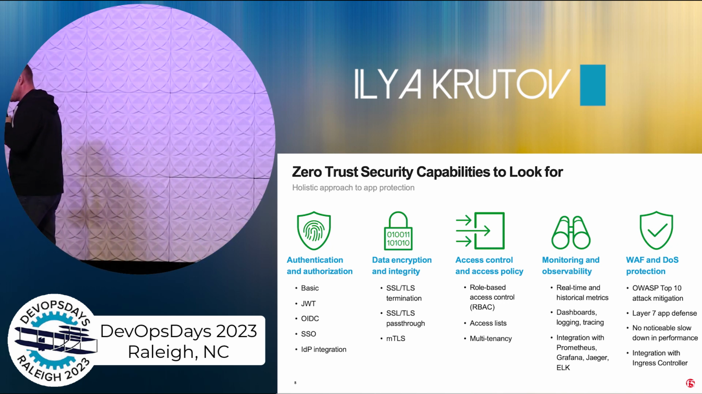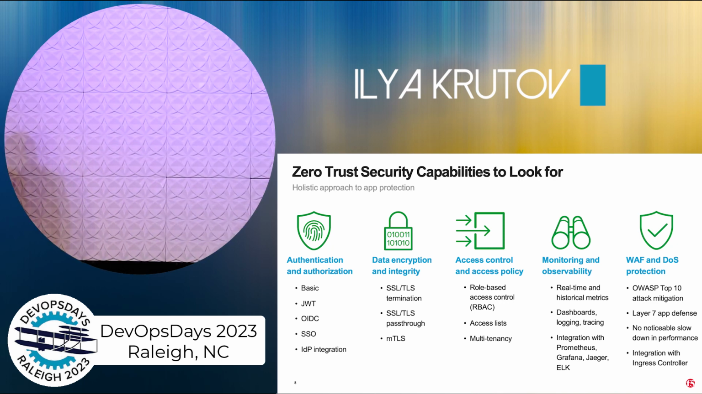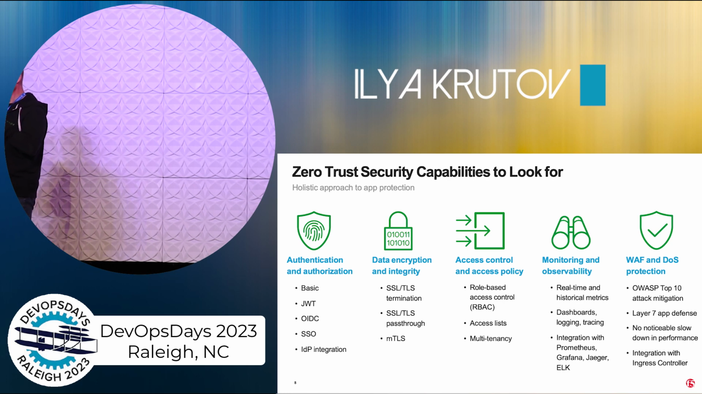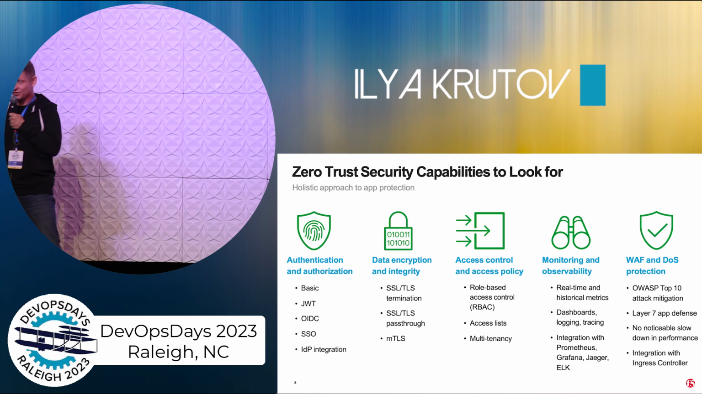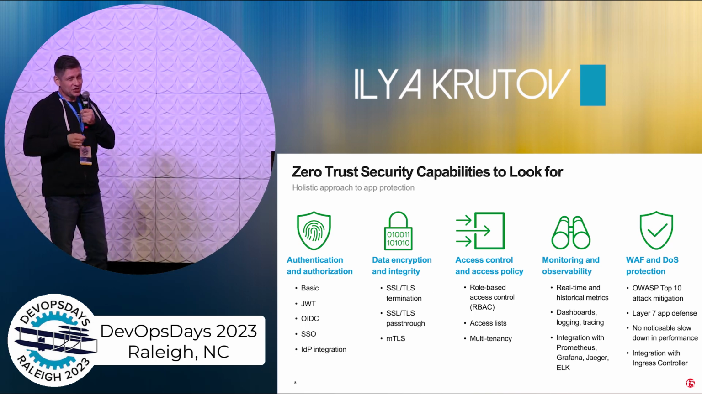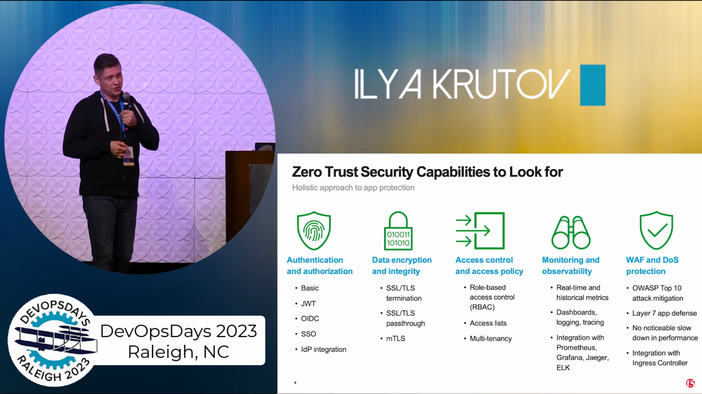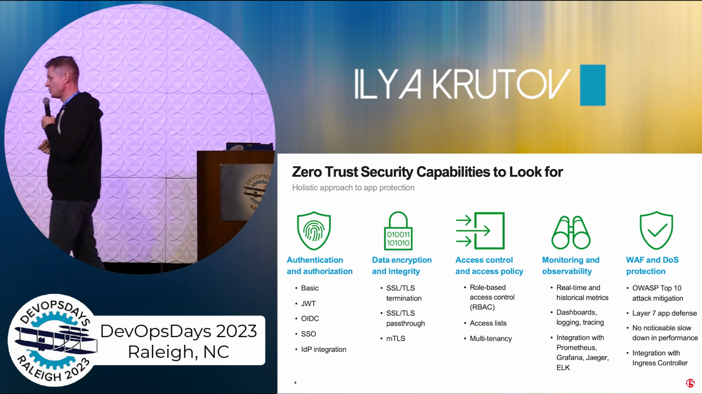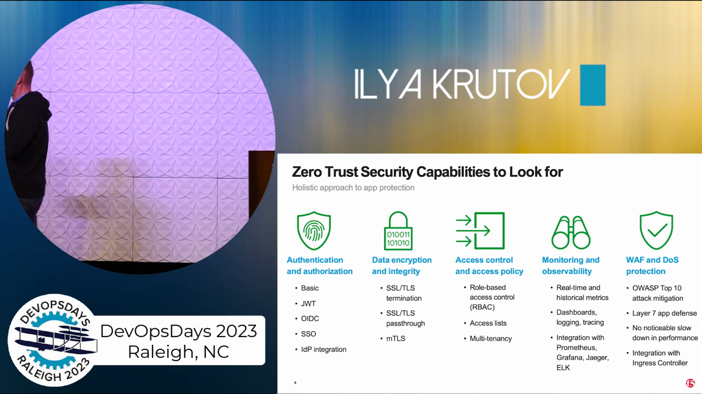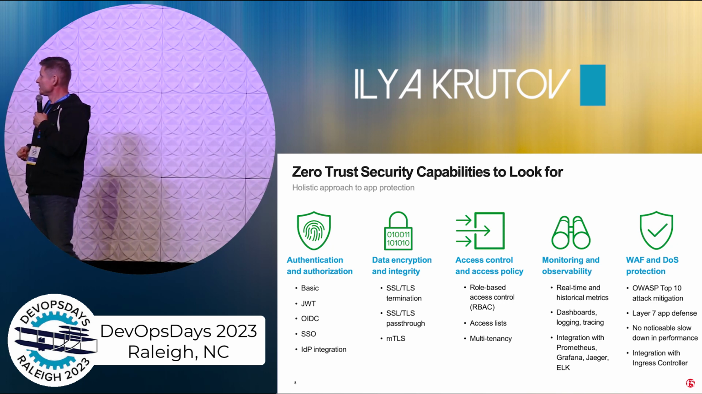And finally, what we talked about is pretty much general things, but sometimes it's really necessary to implement protection even at the application layer. Just implement a web application firewall or denial of service protection to, for example, mitigate OWASP top 10 attacks.